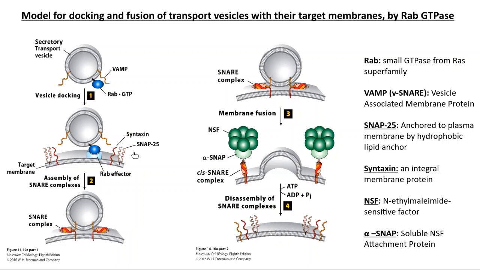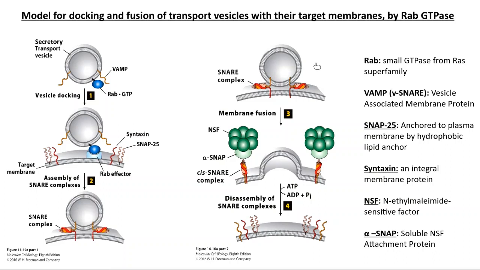So once this RAB effector binds the RAB-GTP, which is bound to this whole transport vesicle, they come close together. As they come close together, these V-SNAREs on the vesicle itself, the secretory vesicle, coil with the T-SNAREs on the target membrane. This is called the SNARE complex. Now, as the SNARE complex forms, they form a four-helix coiled-coil interaction.